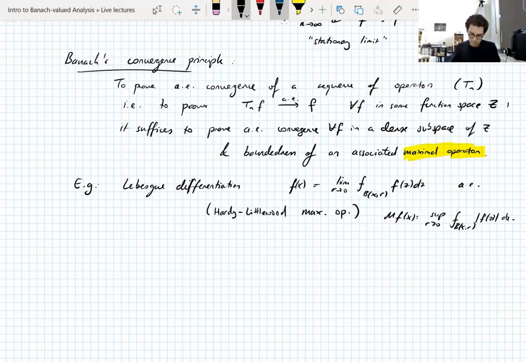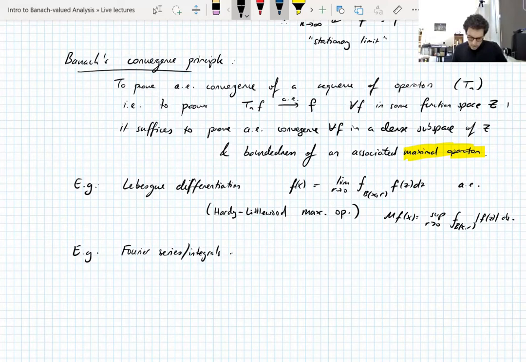Another example is pointwise convergence of Fourier series or Fourier integrals, which I think Christoph talked about in his harmonic analysis class. Did he talk about that? He's nodding. Good.